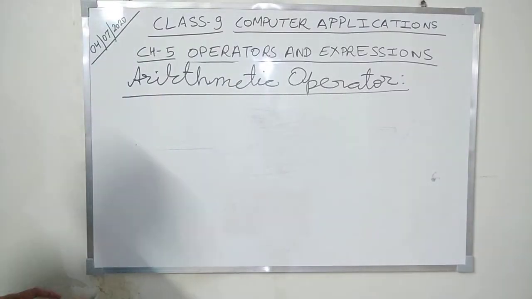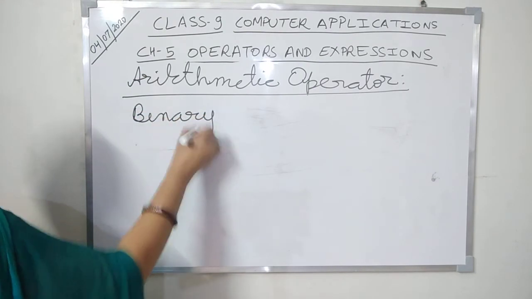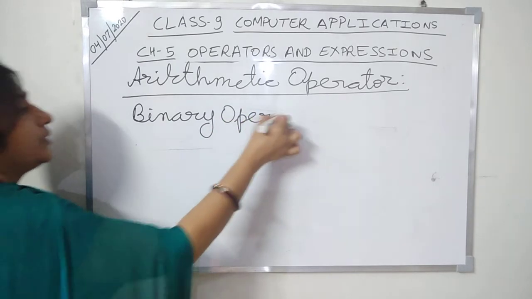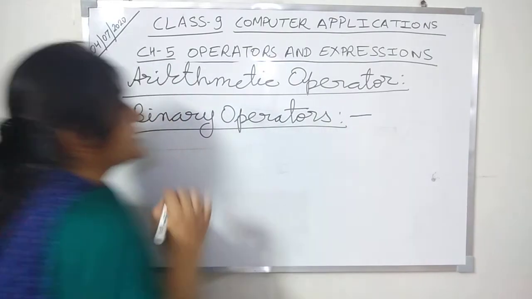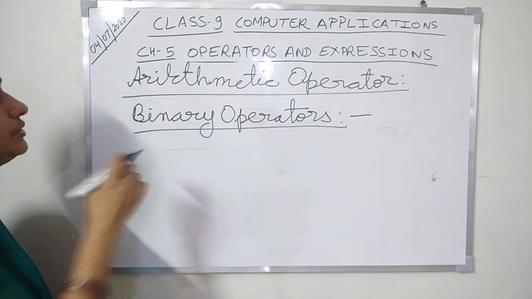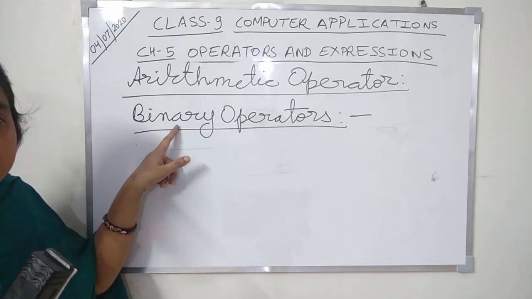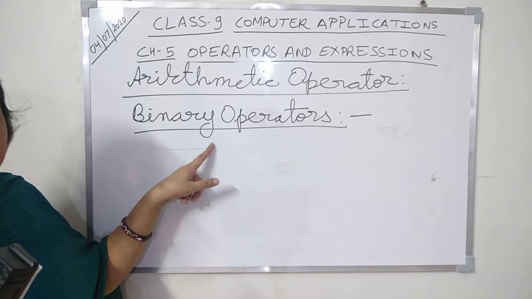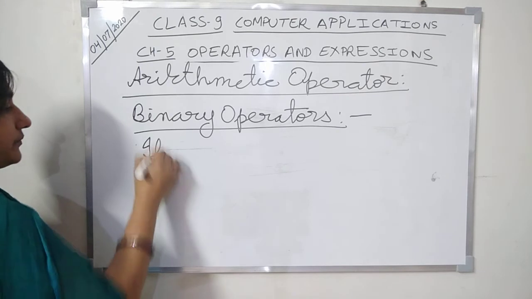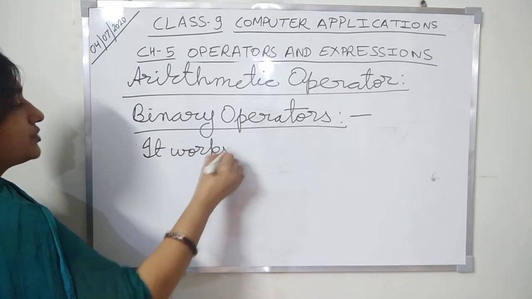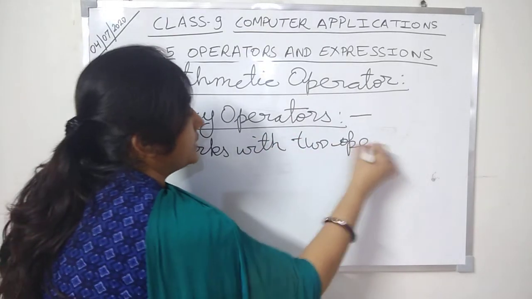The next type of arithmetic operator is binary operators. So which are the binary operators? Binary operators work with two operands. That's why they are known as binary operators. Okay, so it always works with two operands.